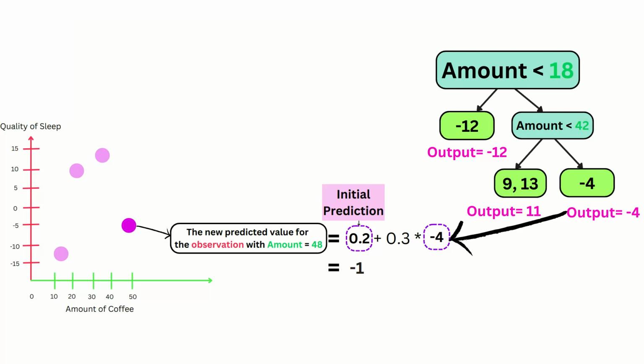So finally, let's calculate the new prediction value for the observation with amount 48. We got output from tree -4, because when we give 48 to the tree, it will first go to the second branch, and second branch will give output of -4. So we put -4 here, and we got new prediction -1.